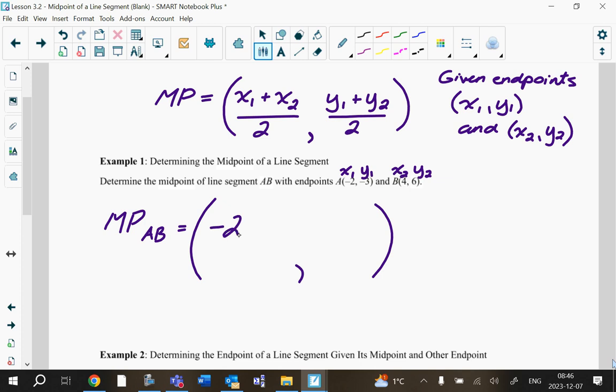-2 plus 4 divided by 2, and -3 plus 6, add the y's on the end together and divide by 2. And then just calculate those. And you've got your midpoint. So -2 plus 4 is 2, divide by 2, 1. -3 plus 6.